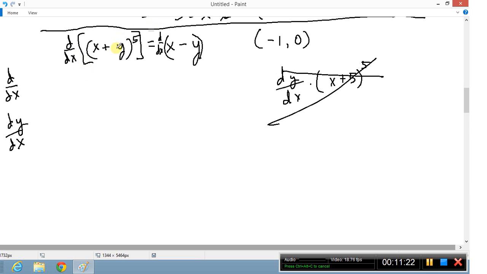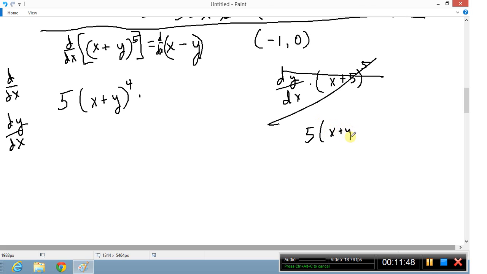So when you take the derivative of anything to the fifth power, you're going to get 5 times (x plus y) to the fourth. And then the chain rule comes along and says you got to multiply by the derivative of what's inside. And here, this problem was loaded with pet peeves for me. You have to multiply by the derivative of what's inside, and the derivative of what's inside is going to be a sum.